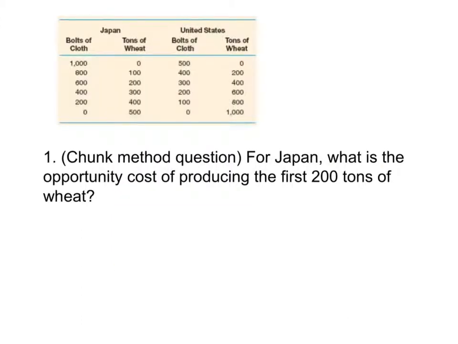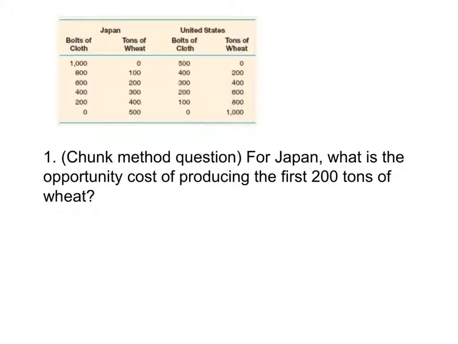So let's try a couple of problems, starting with an opportunity cost problem that uses the chunk method. Here's the question. For Japan, what is the opportunity cost of producing the first 200 tons of wheat? Since this question is asking for the opportunity cost of this whole combined amount, the first 200 tons of wheat, then we know we're looking at a chunk method calculation. So let's look at how we answer it.